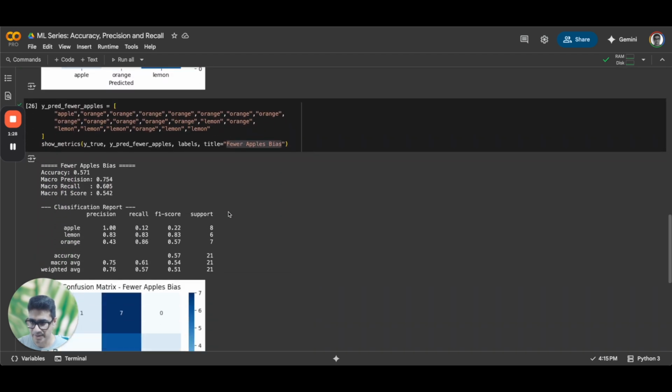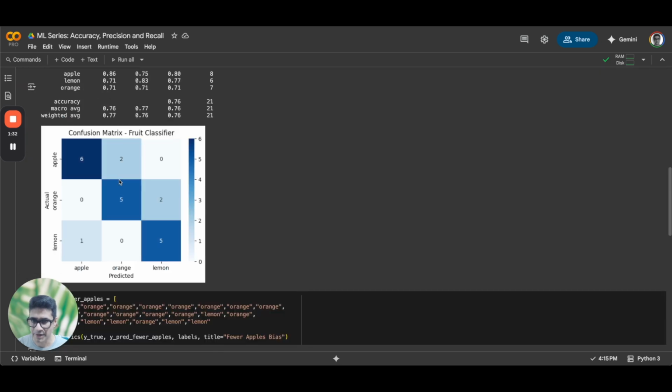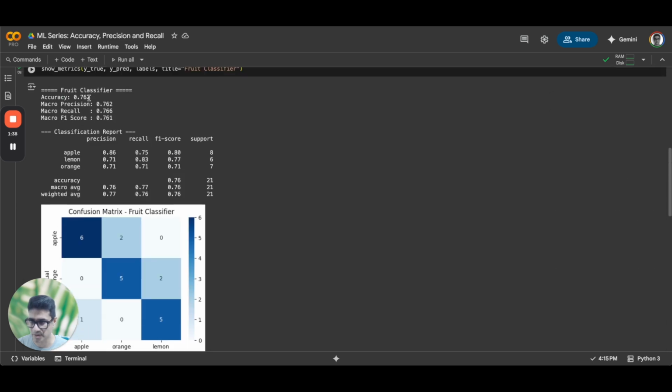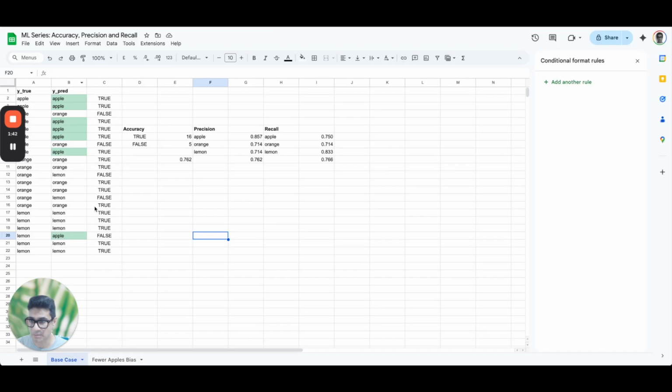Similarly, I have a data set where I have predicted fewer apples as opposed to this model. And from that perspective, the model's accuracy has changed, got down to 57% as opposed to the 76% of accuracy that we have. So with that, moving over to the spreadsheet where the same numbers have been copied over just to make it a little bit easier for us to understand. I'm just going to move a few things here.